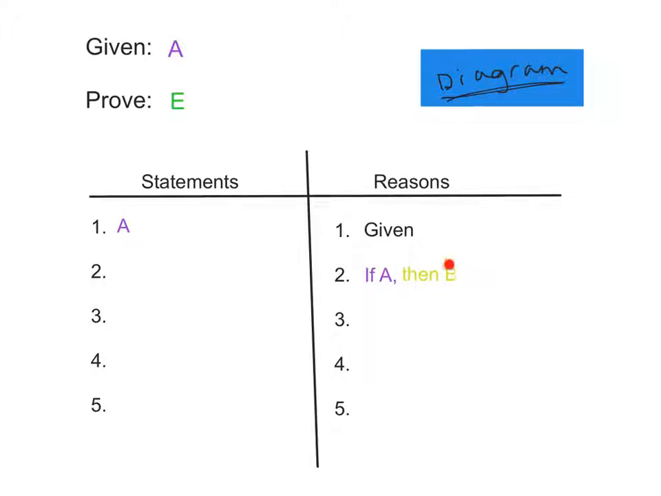This conclusion, whatever B is, I'm going to write here on the statement side. So now I was just able to come up with my statement for step two. If step one is true, if whatever the given is true, then it leads me to the next step. So this is my next claim, and this is my justification of that.